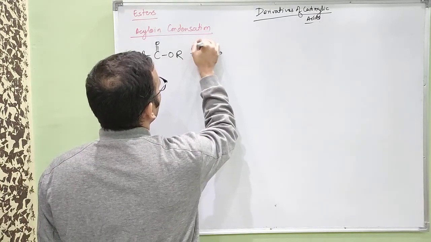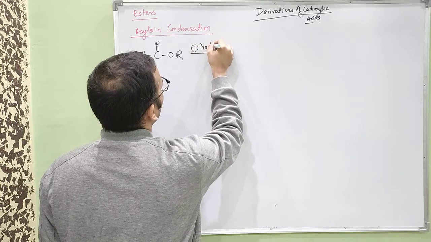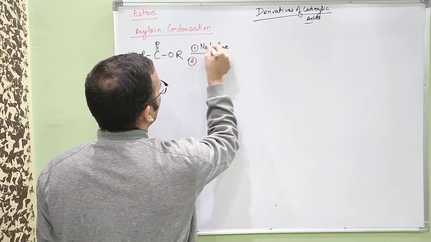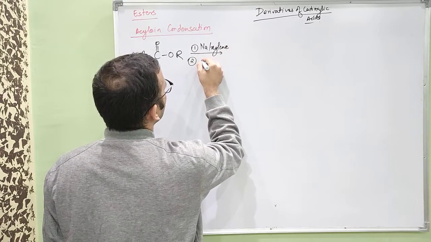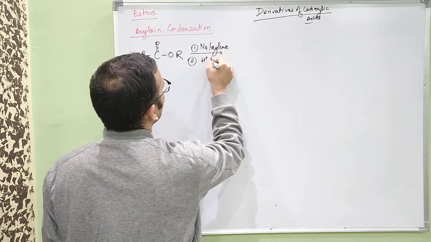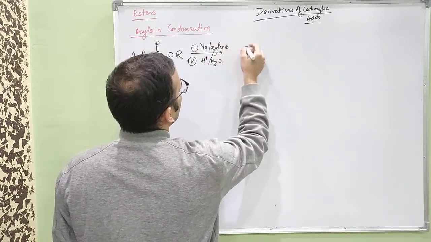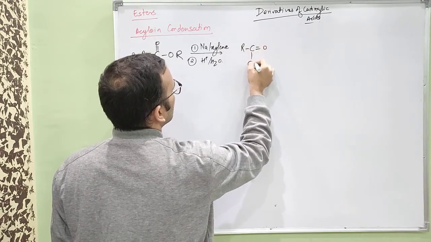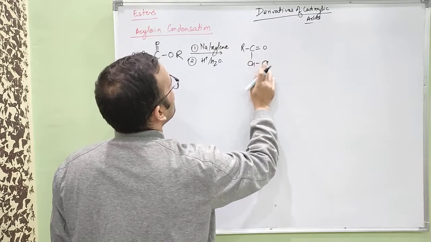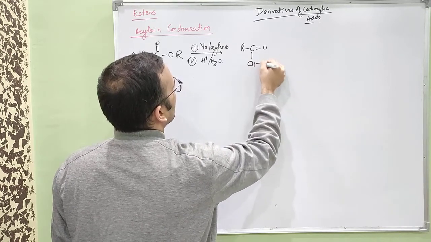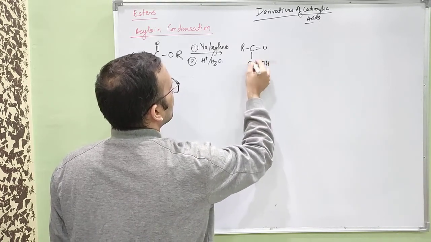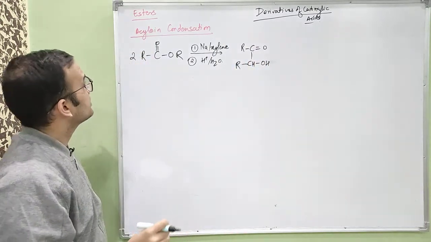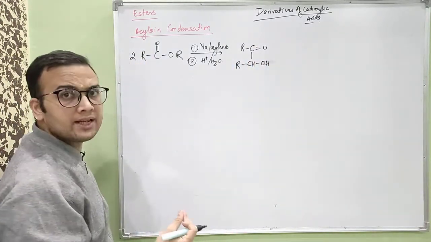If you put it Na xylene and H plus H2O, so what happens is the final product comes out to be this. Final product comes out to be this. Okay, did you get this? Now how does it happen?